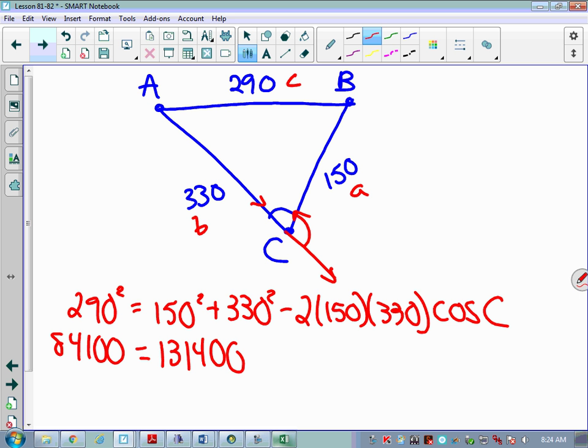But you can't do all of those operations together. You can do the negative 2 times 150 times 330 together, but you can't combine it with the 150 squared plus 330 squared because it's attached to the cosine C. Okay, you follow me? So you should get something like negative 99,000 cosine C.